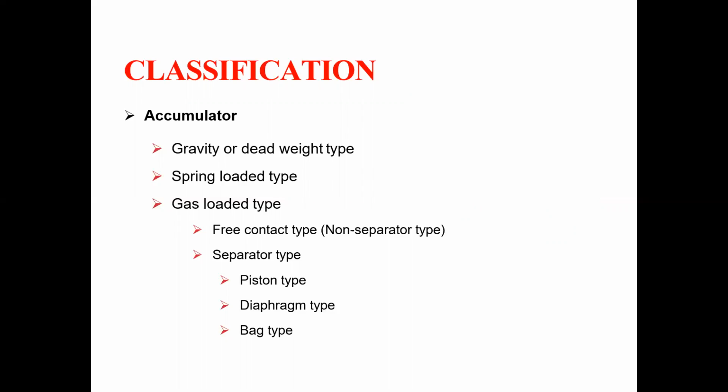Another one is the spring loaded type accumulator. The third one is the gas loaded type. And gas loaded type again has two types. First one is the free contact type, which is also called non-separator type, and the next one is the separator type. Separator type gas loaded again has three types: piston type gas loaded, then diaphragm type gas loaded accumulator, then bag type gas loaded accumulator.